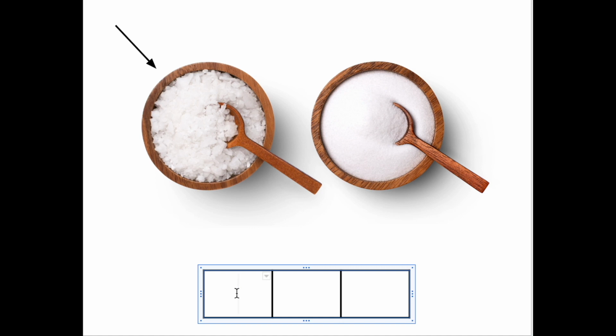What's the first sound you hear in coarse? K, k. The k sound is spelled with the letter C because of the cat-kite rule. What's the next sound you hear in coarse? K, or. Remember, the or sound is spelled O-A-R in the words we are learning today.